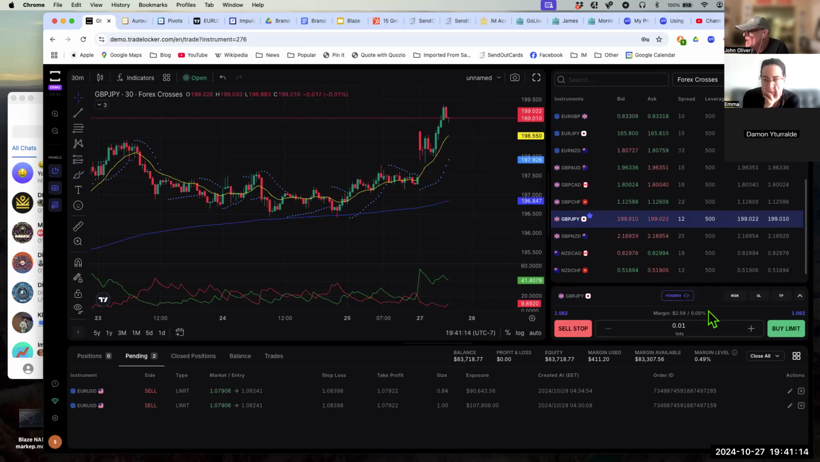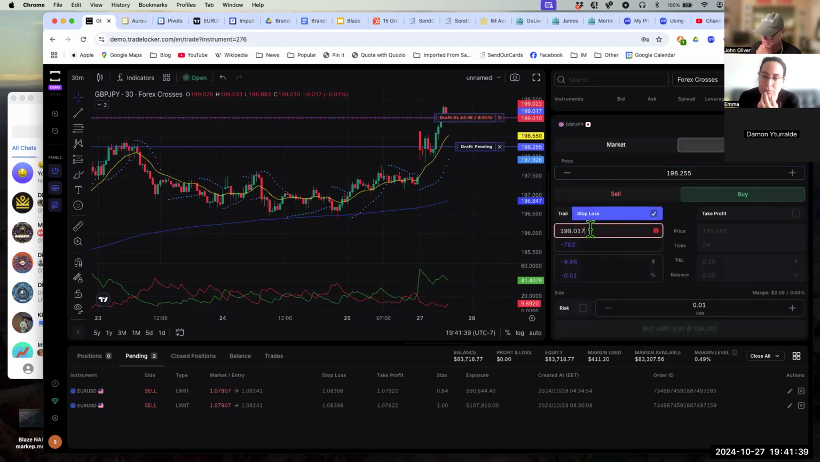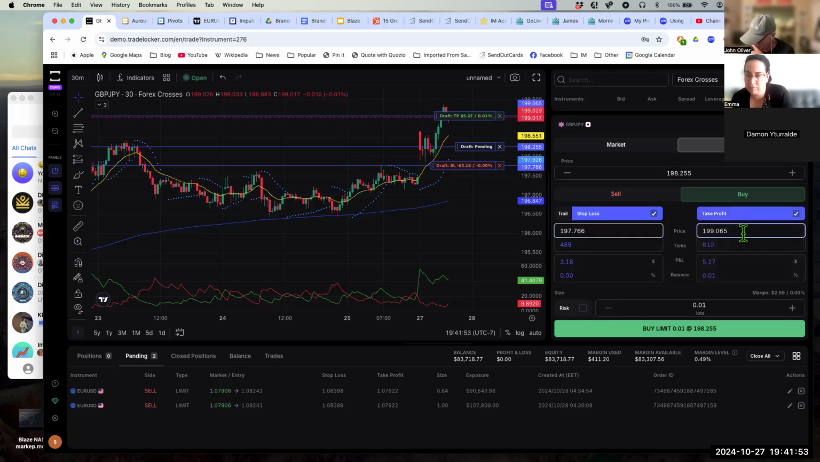We change the market to pending. We'll open this up. We're looking at a buy. We're looking at a price of 198.255. We're looking at a stop loss of 197.766. Tell me if I'm doing this wrong, Emma, or if it's looking good to you.